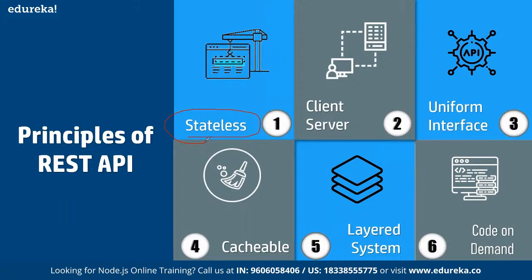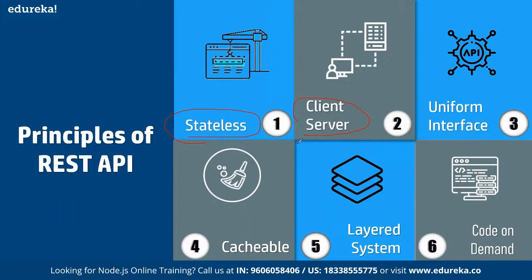And then we have client server. Client server is basically a uniform interface that is used for separating the clients from the servers. Separating the concerns helps in improving the user interface portability across multiple platforms, as well as enhancing the scalability of the server components. In terms of uniform interface, to obtain uniformity throughout the application, REST has defined 4 interface constraints, which are resource identification, resource manipulation using representations, self-descriptive messages, and hypermedia as the engine of the application state.